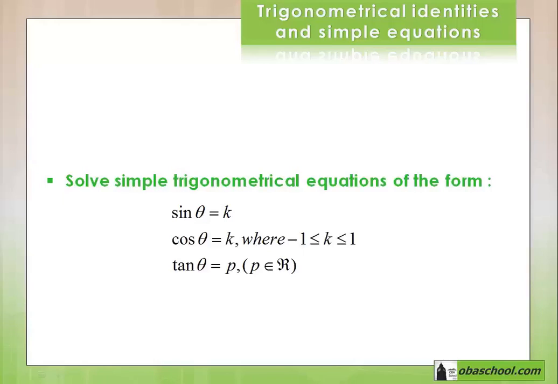In this tutorial, we are going to solve simple trigonometrical equations of the form sin theta equals k, cosine theta is equal to k, where k is a constant, and the goal is to find angle theta based on the condition that k is between -1 and 1. Or tan theta is equal to p, where p is a real number. Now we will solve an equation with the form sin theta equals k.